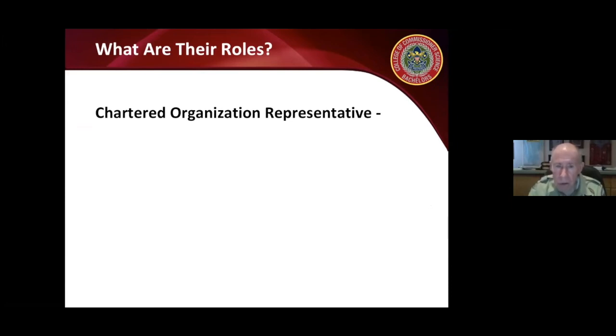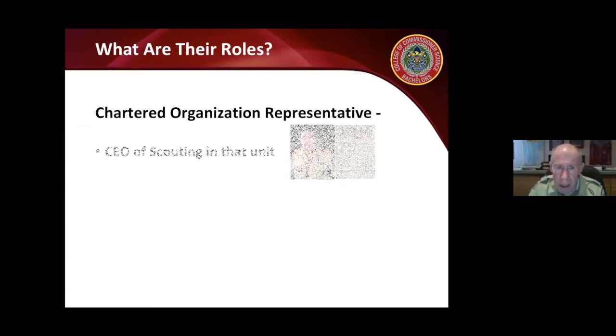What are the roles of these individuals? Let's start with the COR. The COR, in effect, is the CEO of Scouting in that unit. He or she needs to be alert to what's going on with the committee, with the unit leader, and the implementation of the intended program within that unit.